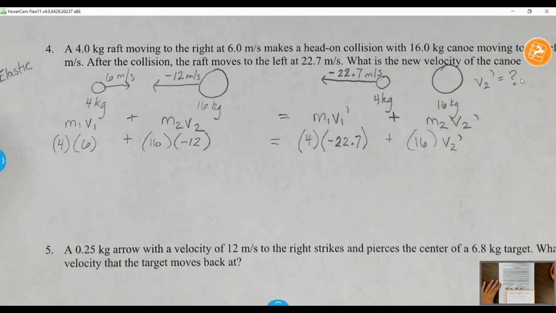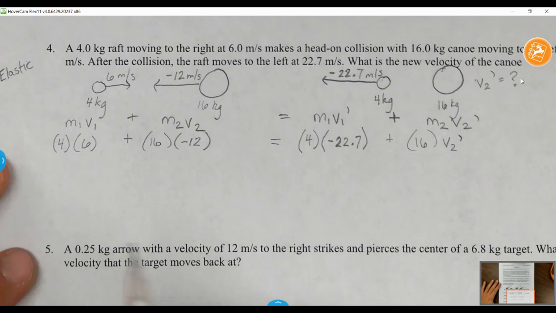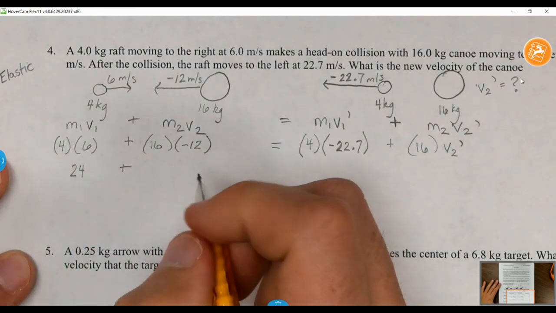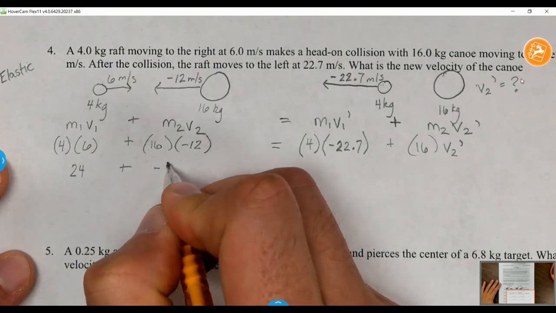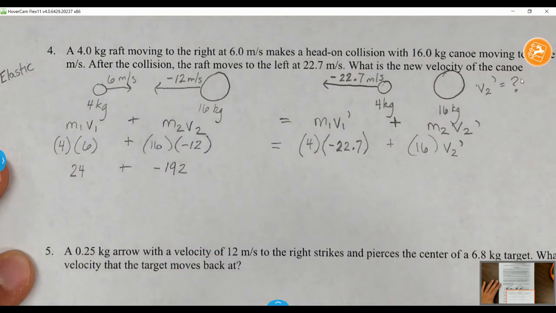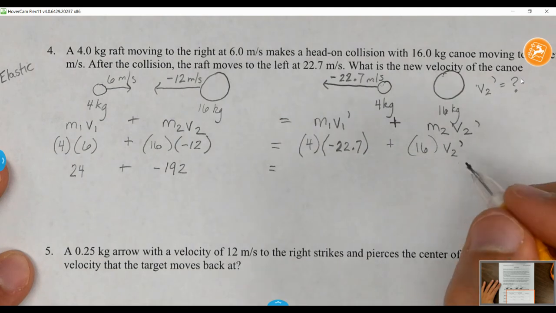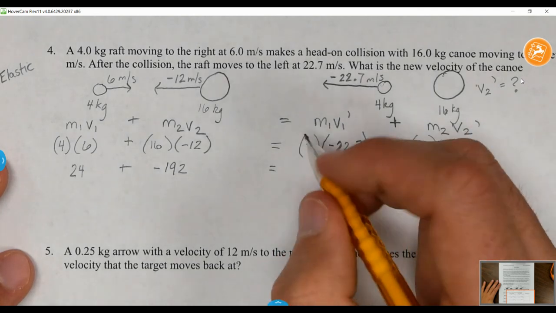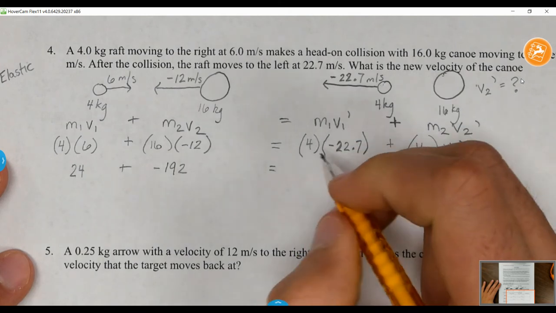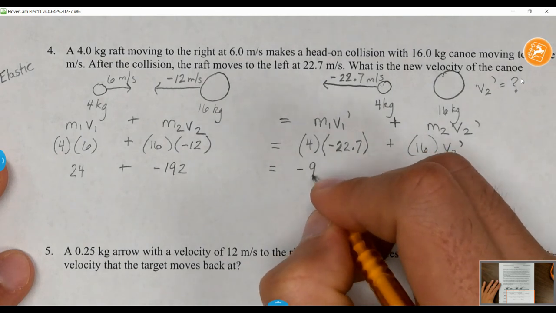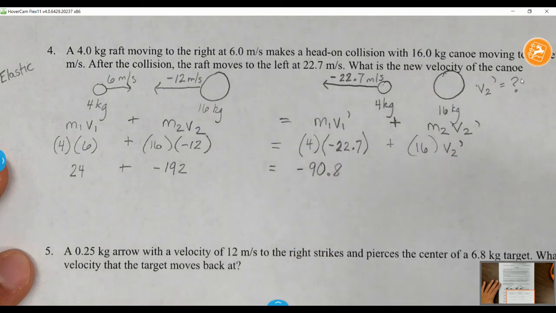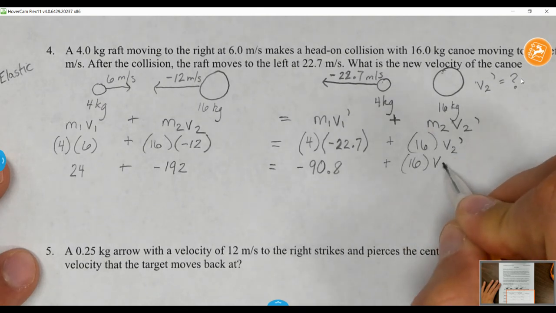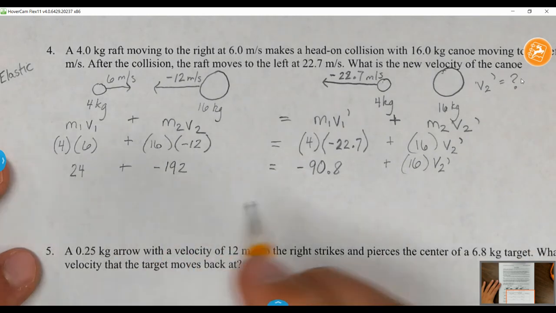Next step, multiply your stuff out, and then add, simplify, subtract, divide. 4 times 6, 24. 16 times a negative 12, so negative 192. Then we have 4 times negative 22.7. It should come out to be roughly negative 90.8, I believe. And we add that to the 16 times V2 prime. Again, I'm showing this one step by step.